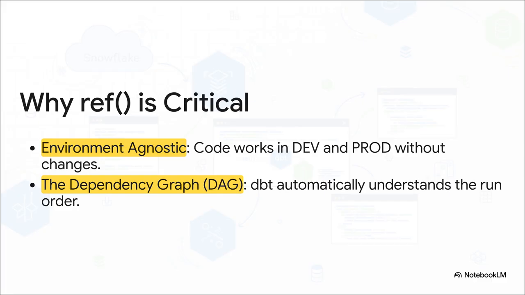So why do we care so much about this? Why is it such a big deal? Well, 2 huge reasons. First, your code works everywhere. The ref function automatically figures out if you're in your dev environment or your prod environment. You don't have to change a single line of code. Second, DBT uses these ref calls to automatically build a map of your project, a dependency graph, or DAG. That's how it knows the correct order to run everything.